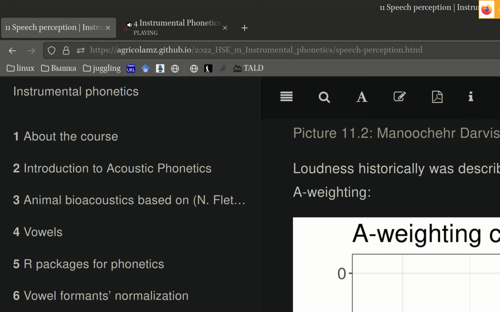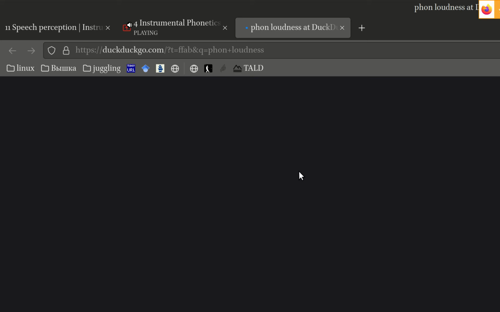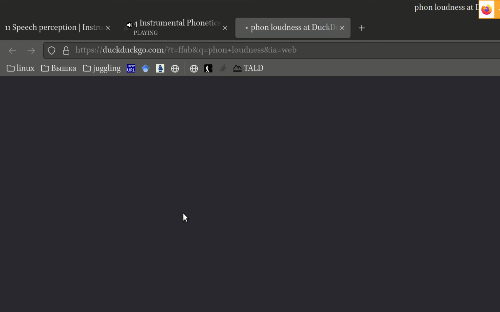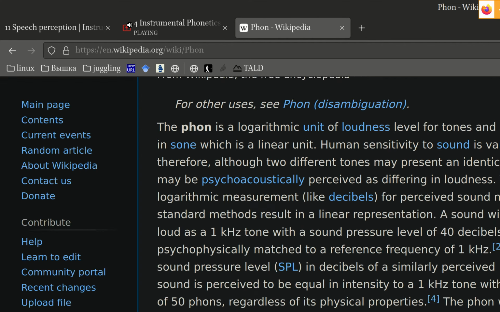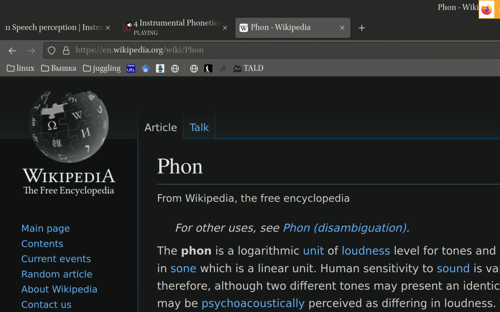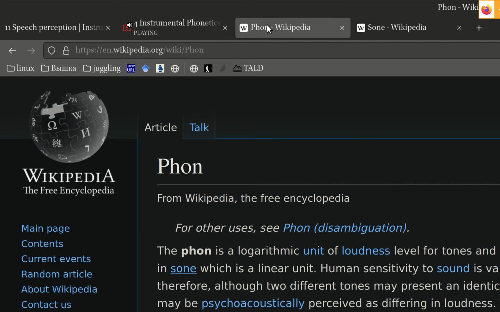Another thing, loudness. Here I think there is a typo, because I think it should be phon, without the E at the end. So phon is the unit of loudness, and they kind of resemble those plots that we've seen, the equal loudness contours, which are present here. There is also a Wikipedia page about sone. So it's sone, and this one is... oh no, they don't have any phonetics. So how to pronounce it? Phon.